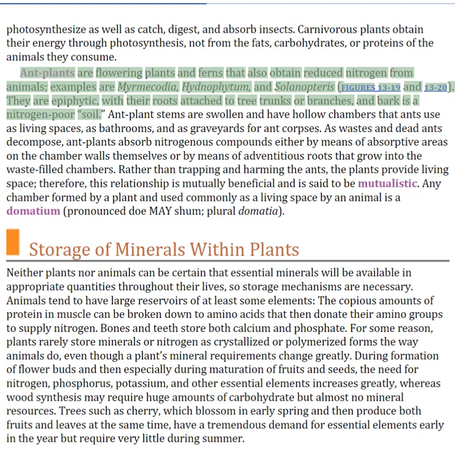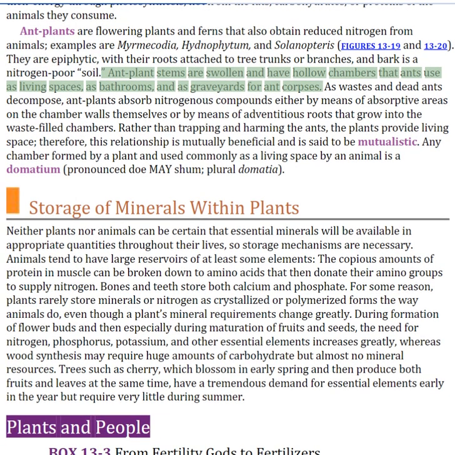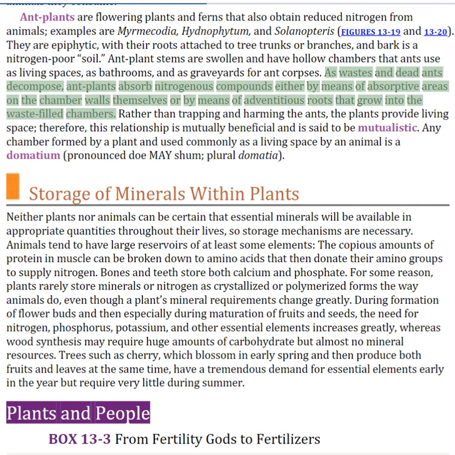Ant plants are flowering plants and ferns that also obtain reduced nitrogen from animals. Examples are Myrmecodia, Hypnophytum, and Solenopterus. They are epiphytic, with their roots attached to tree trunks or branches, and bark is a nitrogen-poor soil. Ant plant stems are swollen and have hollow chambers that ants use as living spaces, as bathrooms, and as graveyards for ant corpses. As wastes and dead ants decompose, ant plants absorb nitrogenous compounds either by means of absorptive areas on the chamber walls themselves or by means of adventitious roots that grow into the waste-filled chambers.